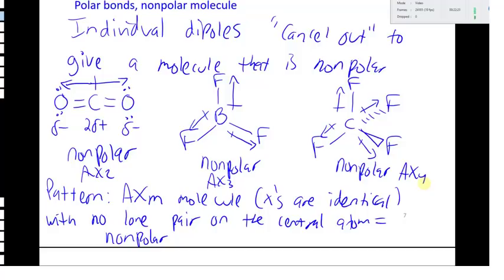Okay? These are not the only ones that are nonpolar. We'll see some other cases where, even if you have lone pairs, they're nonpolar. But no lone pairs in the central atom and identical outer atoms is going to be nonpolar, and that's one that's easy for you to look for in the problems we'll give you, which often ask you to identify whether a molecule is or is not polar. All right, so any questions on that?